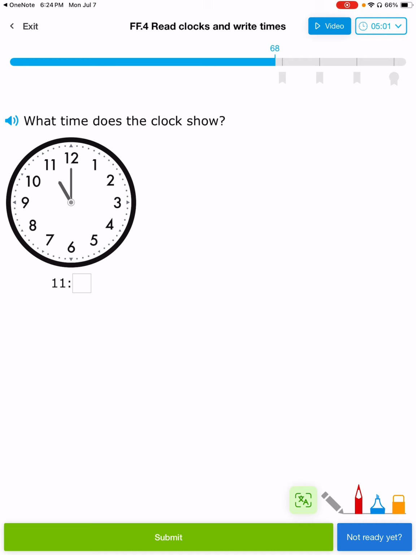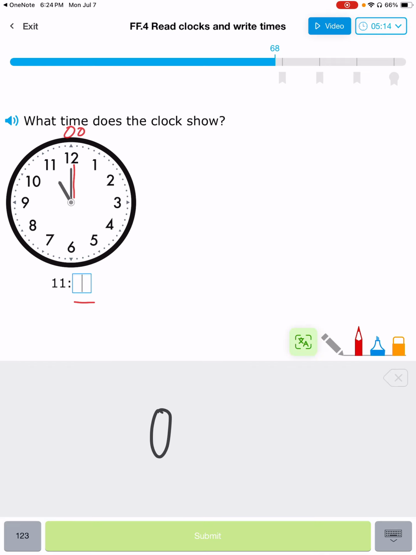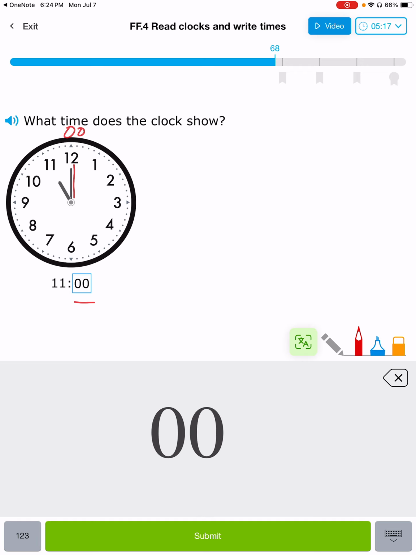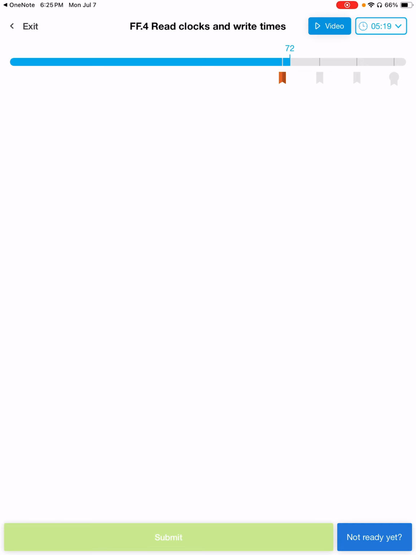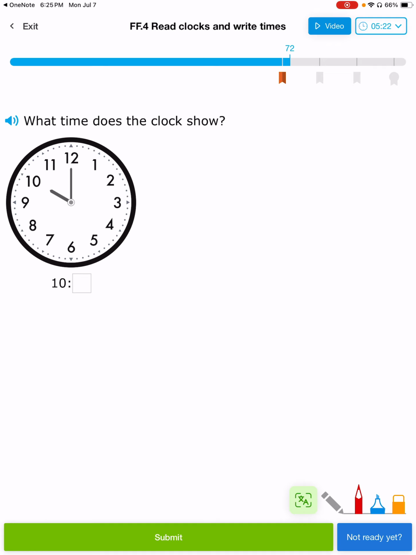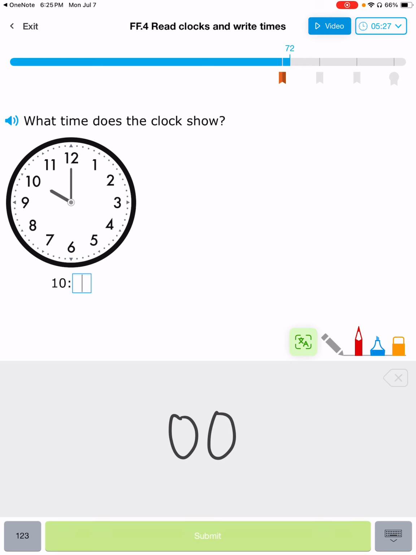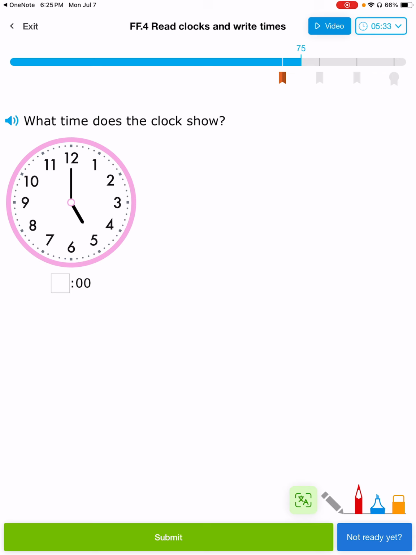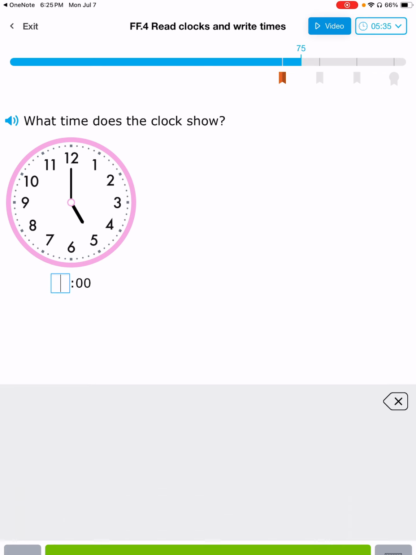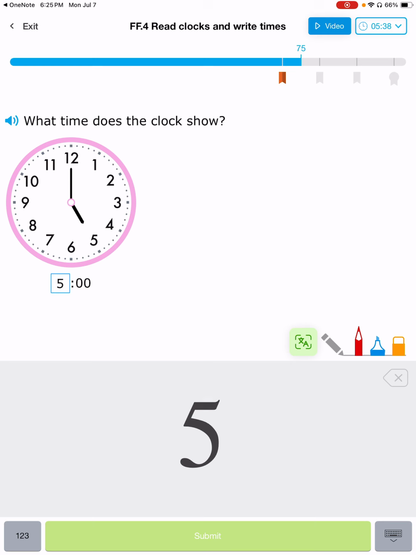What time does the clock show? Now, again, we're looking for the minutes. The minutes, the long hand is pointing at 12. That indicates it is 0, 0. It's 11 o'clock. What time does the clock show? It is 10 o'clock. What time does the clock show? It is 5 o'clock.